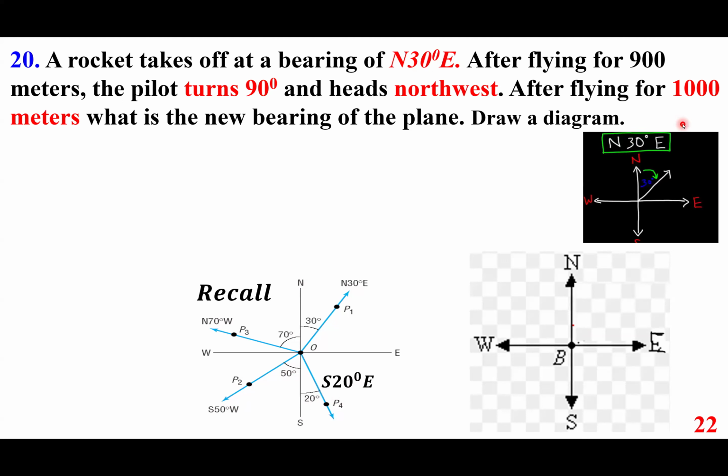So first, the concept of a bearing I wanted to explain. Now, in this direction, it goes for about 900 meters. Then there's a 90 degree angle. You can go up or down. So 90-degree angle, so it heads northwest. So it goes this way. So 900 meters going this way, then 1,000 meters.